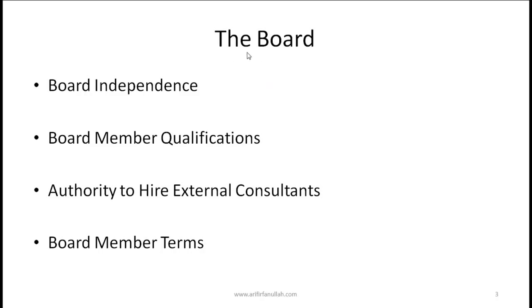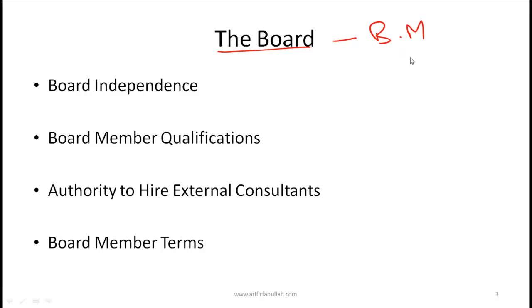So we are going to look at the various important considerations that an investor must take into account. First, from the board perspective. So when an investor is evaluating the board, remember, the board is the entity which oversees the management. On the board, we have several board members. These board members in some countries are also referred to as directors.